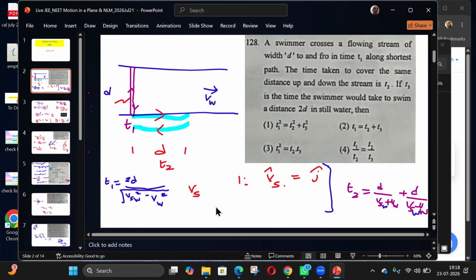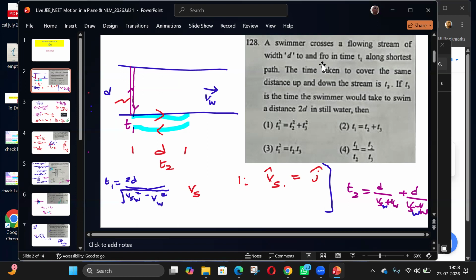And what is the portion? From motion in a plane, the complete chapter. And then Newton's laws of motion, the first law, second law, and third law. Then the law of conservation of momentum. Okay, till that they have taken. This question we saw last time.